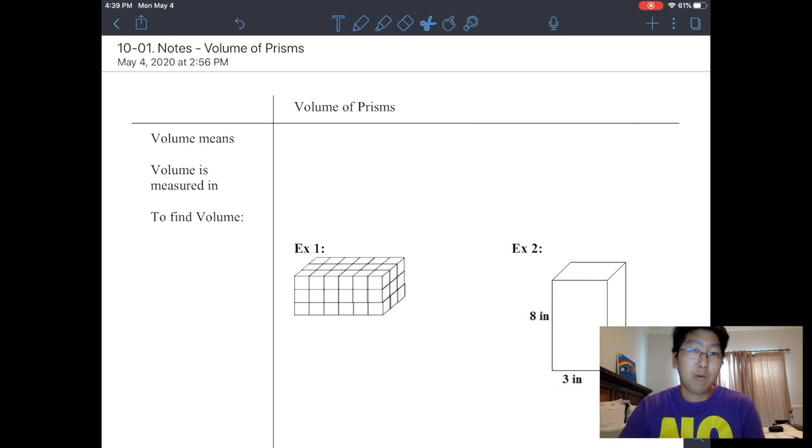So this is going to be the first set of notes for volume, okay? So what we're going to do is talk about volume first and then talk about how to find the volume of a prism. So here are the notes, called volume of prisms.